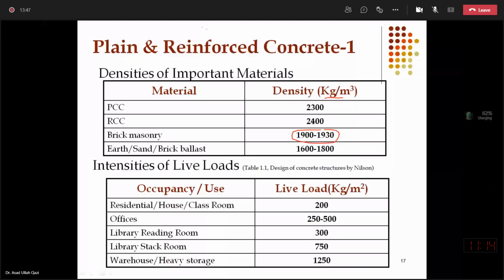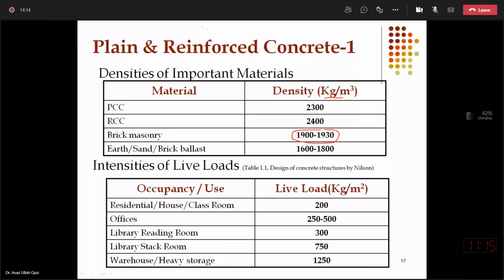Or if we know the volume of the material, we can even multiply the density with the volume to calculate the weight or load. And then in some cases, we need to convert that load into pressure. So again, we need to divide that load by the influence area to convert it into pressure.